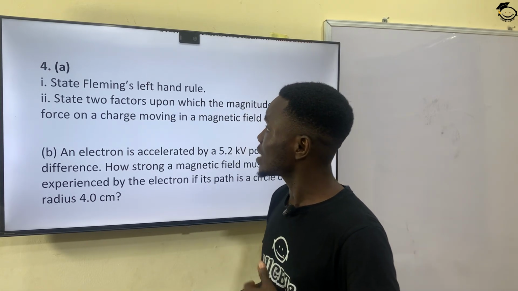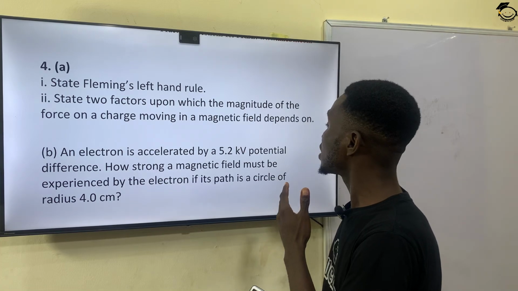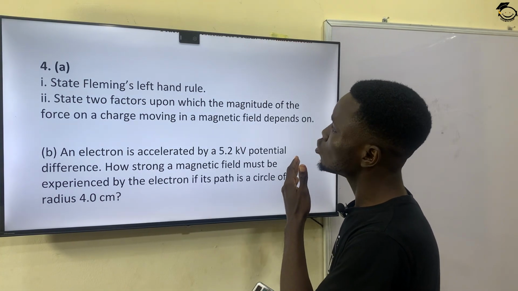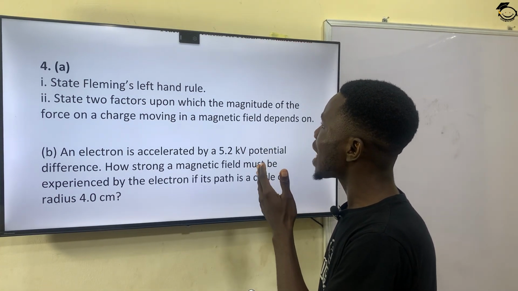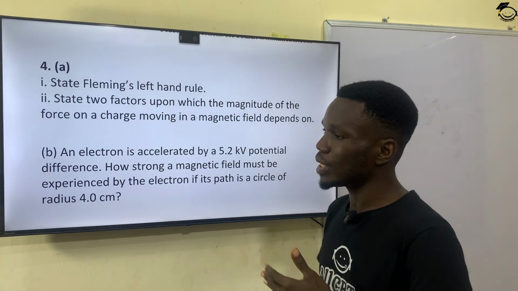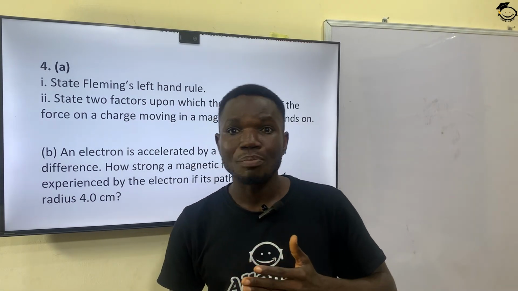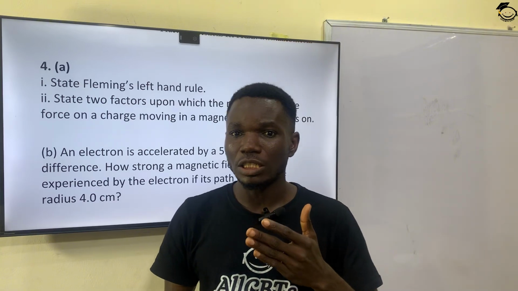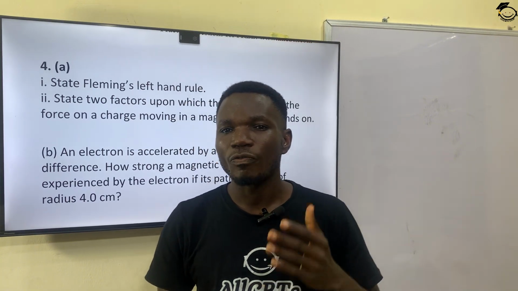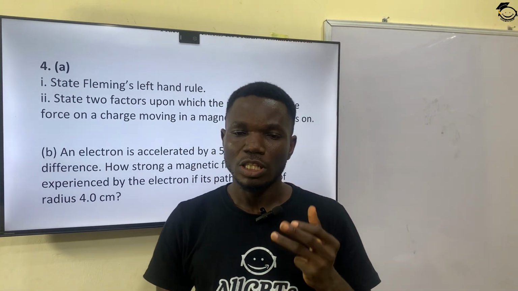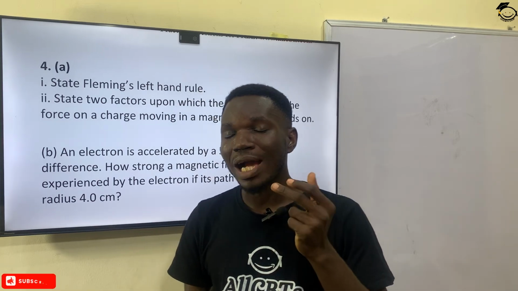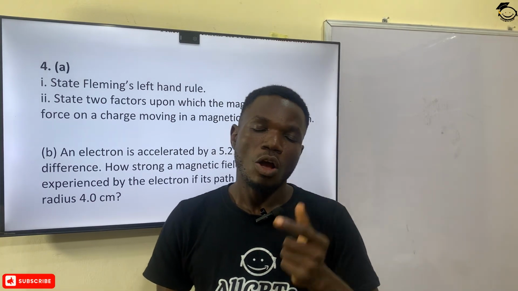The second question says, state 2 factors upon which the magnitude of the force on a charge moving in the magnetic field depends. Now, the force on a charge in a magnetic field depends on, first, the speed of the charge. It also depends on the magnitude of the charge and then the strength of the magnetic field.